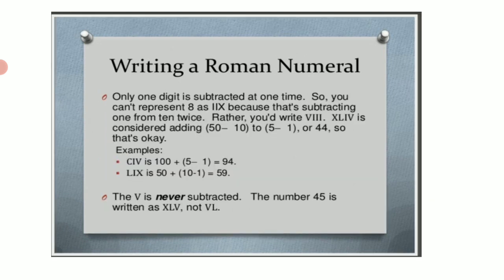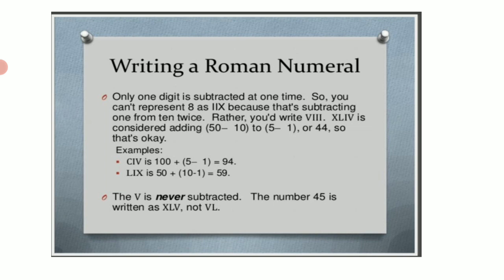Only one digit is subtracted at one time. So you can't represent 8 as IIX, because that's subtracting 1 from 10 twice. If we write IIX, X stands for 10, and we are subtracting 1 two times from 10. So that is not possible. Rather, you write VIII, where V stands for 5 and I stands for 1. That means 5 plus 1 plus 1 plus 1, that becomes 8.